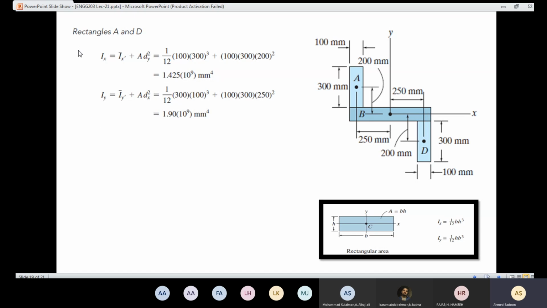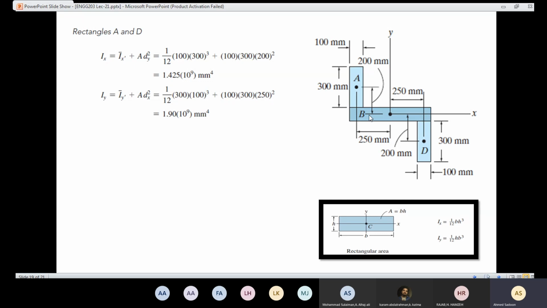Also, if you want to determine the moment of inertia about y, here the difference is going to be 250 millimeter. Also, the difference is going to be the same for rectangle D. So both of them are going to have 250. So this one here is dy, and this one here is dx. Also, here the h was 300. When it comes to y, the h is going to be 100. So we are going to cube 100. So now we have determined the moment of inertia about x and about y for A and for D.